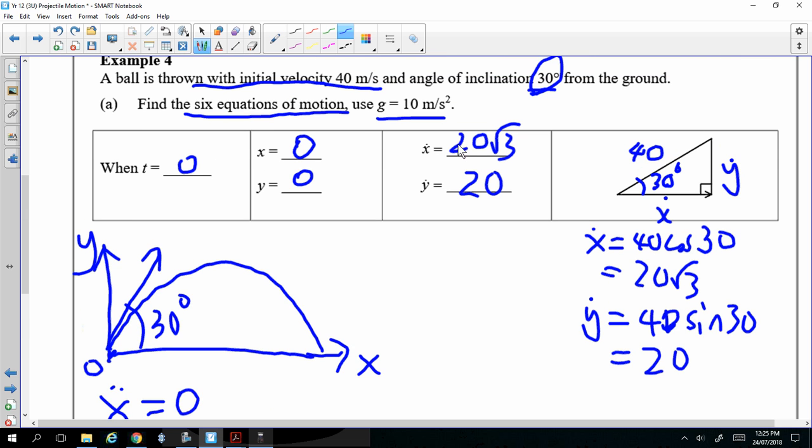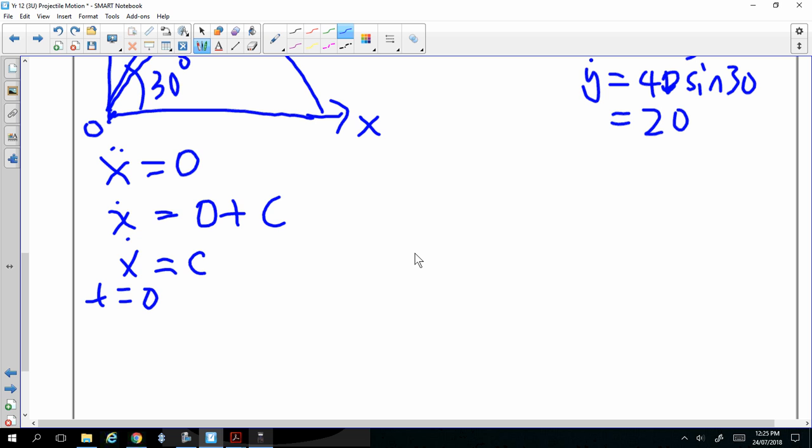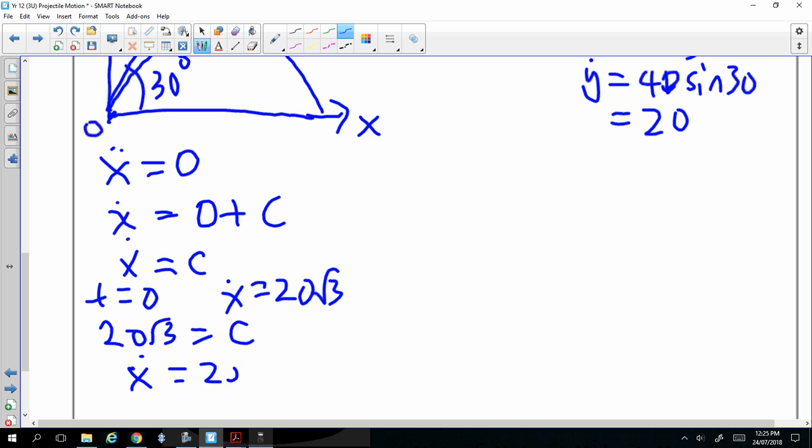And then what do we have to find? We have to find c. So write 20 root 3. And when you substitute t equal to 0, it's still equal to c. We found what c is. X dot equals 20 root 3. Okay, so we're going to draw a box around it. We're going to use it later on. We don't really need acceleration, just the velocity. That will be more important. Okay, all right. Let's move on to do the next bit.